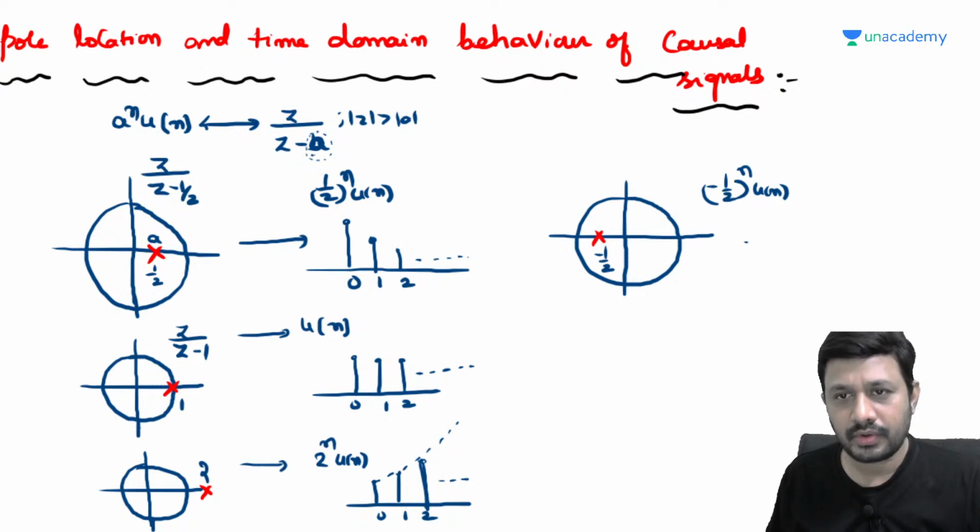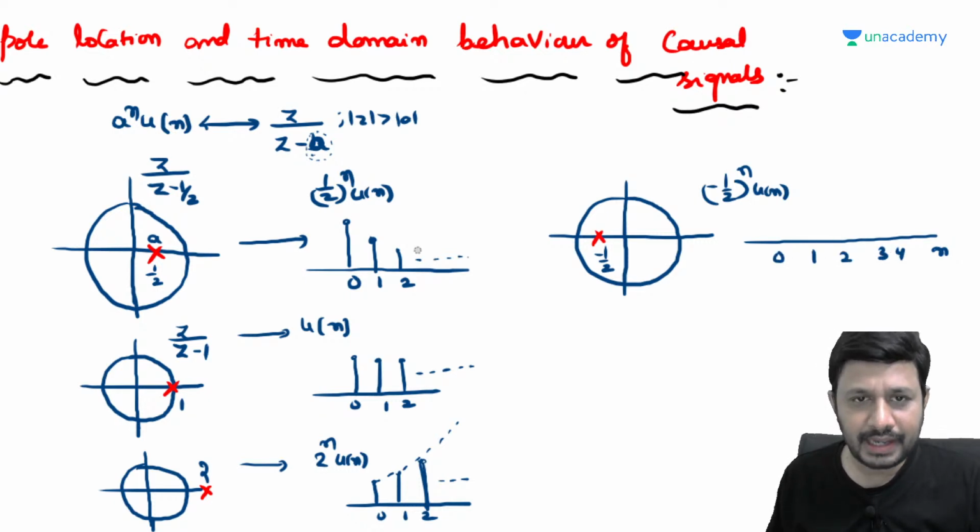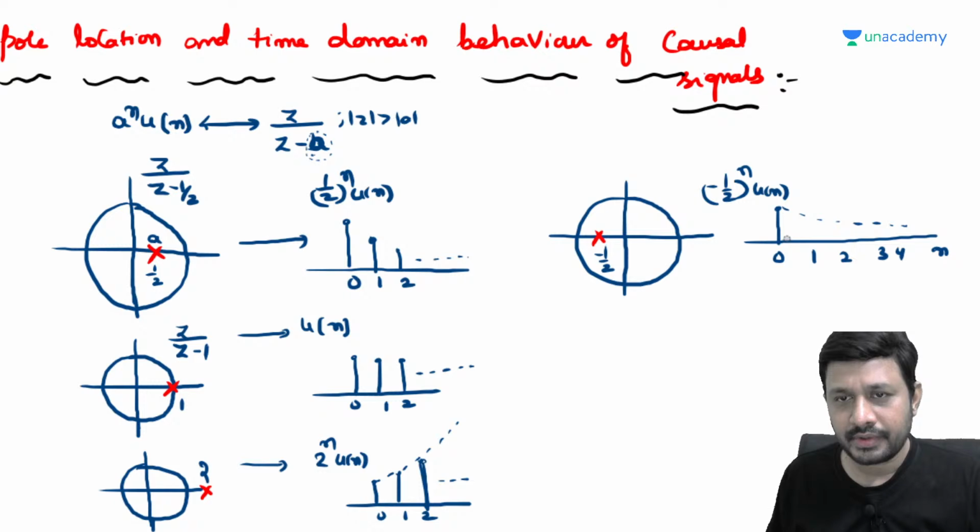So you try to draw the shape of the signal. If you give different values of n, the same shape as 1 by 2 whole power n u of n will come, but with alternate plus and minus. 1 by 2 whole power 0 is 1, -1 by 2 whole power 1 is -1 by 2. Same shape will come, but with alternate plus and minus.